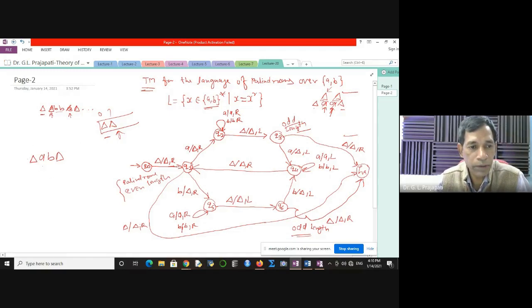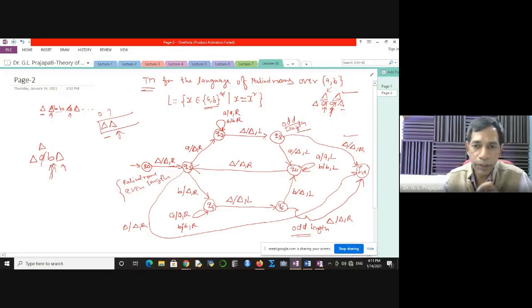Whenever you are at A, you replace it with blank and go to the right. And right is what? This is the B. So you replace B with B, go to the R. And right, you are at this place now, so you are scanning the blank. So blank replace with blank and come to the left. So you are at the left, which means you are at the B.